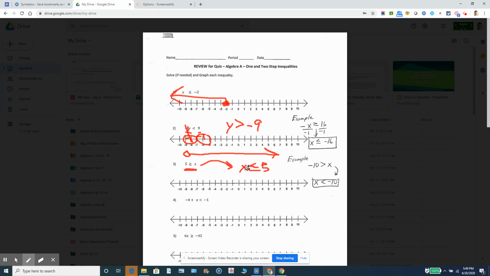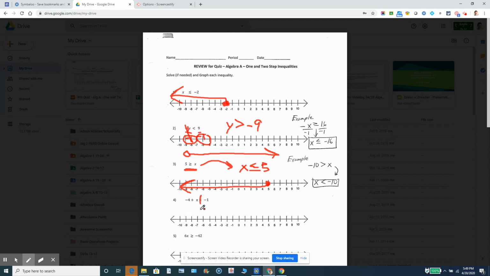And notice when we rewrite it, we're still saying that x is the smaller item because the alligator, if we call the inequality sign the alligator always eats the bigger thing. So it's still going to eat 5 if we rewrite it. So that's going to be a closed circle on 5 because it's less than or equal to, and shade to the left. Okay? Number 4.